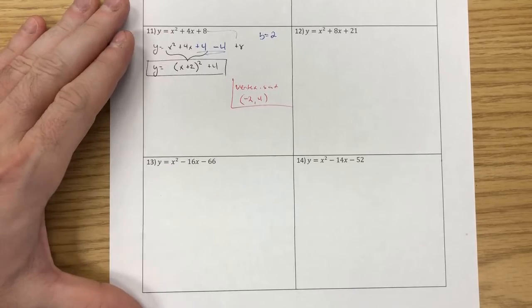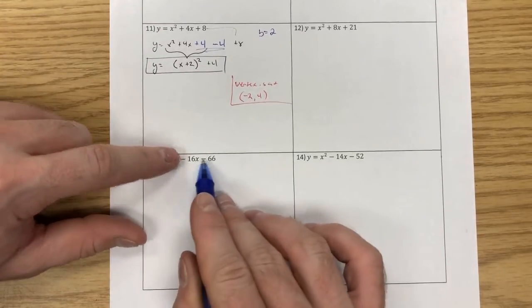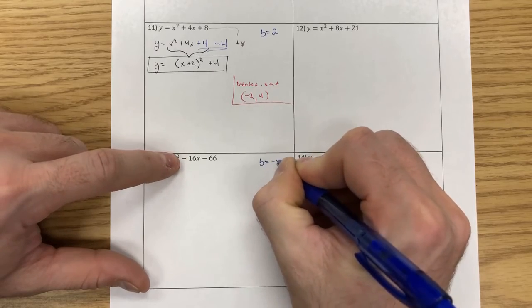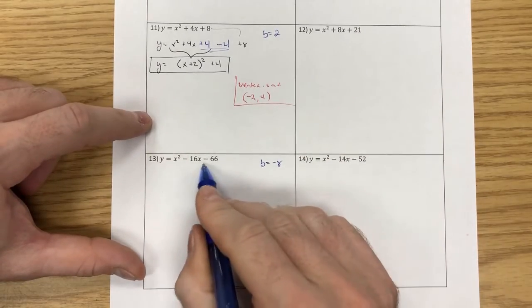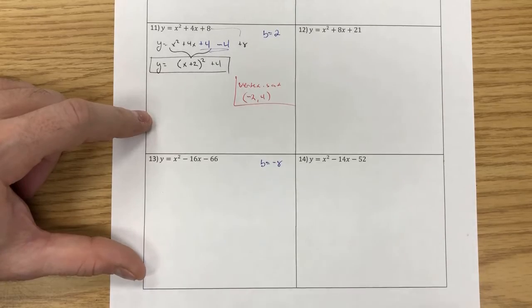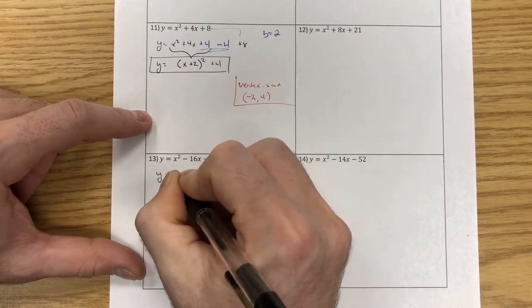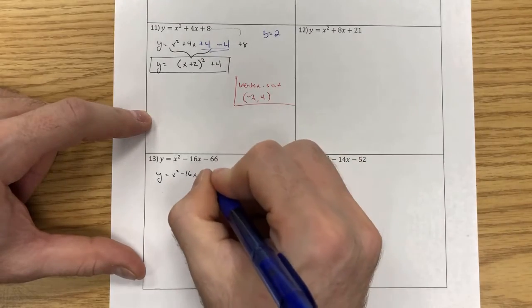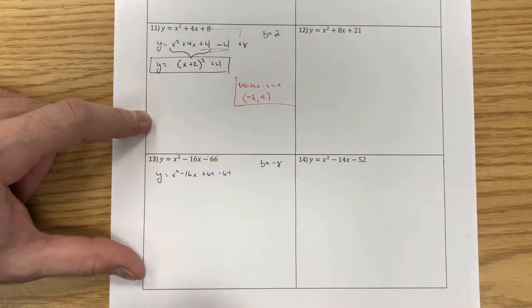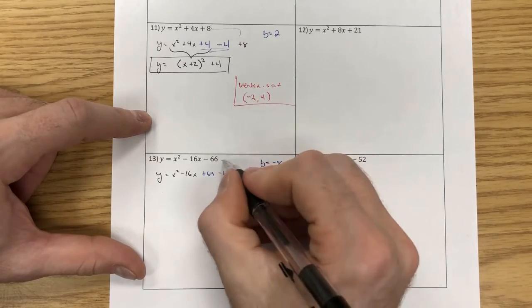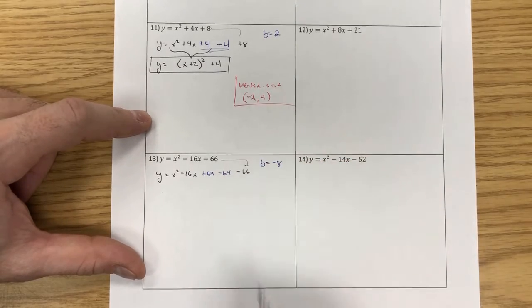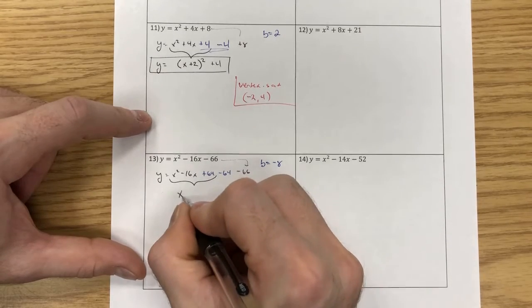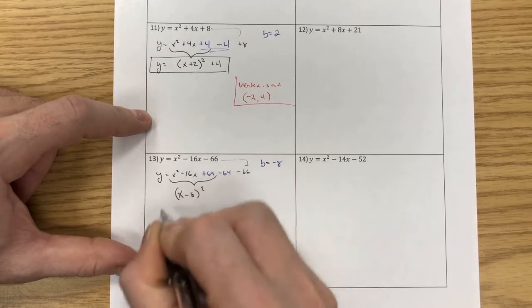So let's see how we did. I know that if b is twice 16, b is, in this case, -8. And I know for that to be true, I'm going to need to add 8 squared. So I'm going to add 8 squared, which is 64, and I'm also going to take it away. And let's not forget the minus 66. This allows me to say that's (x - 8) squared.